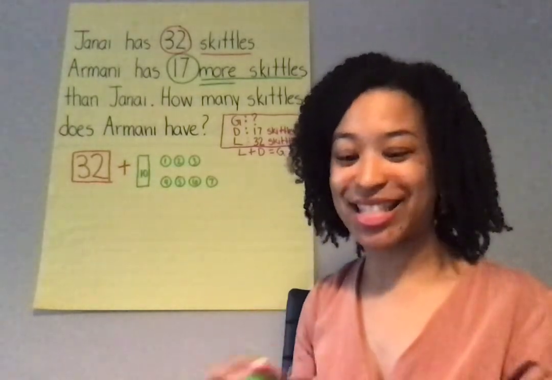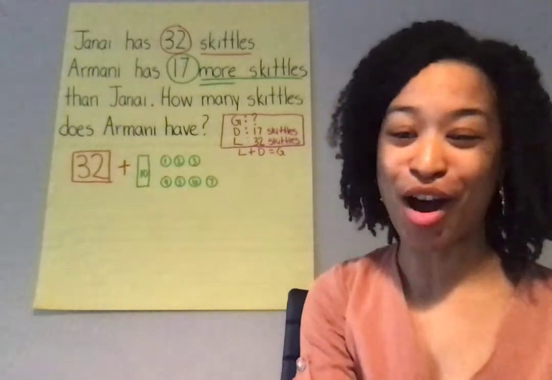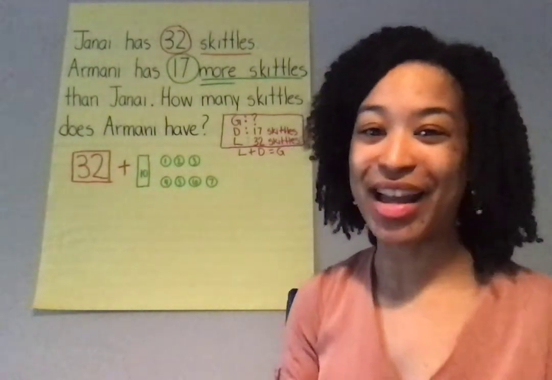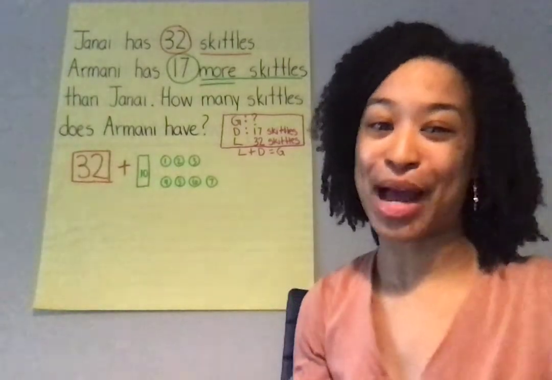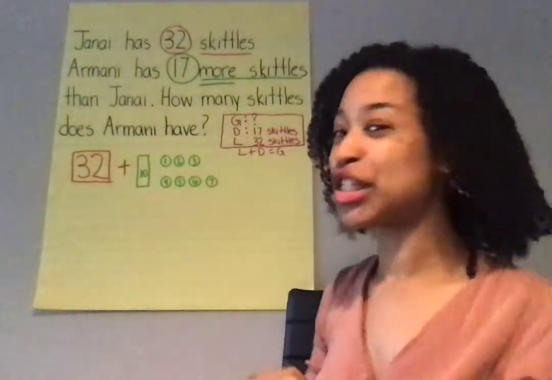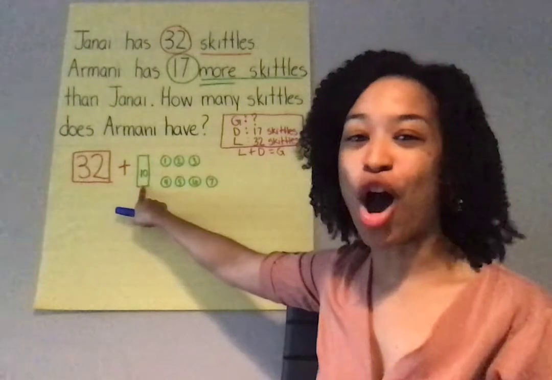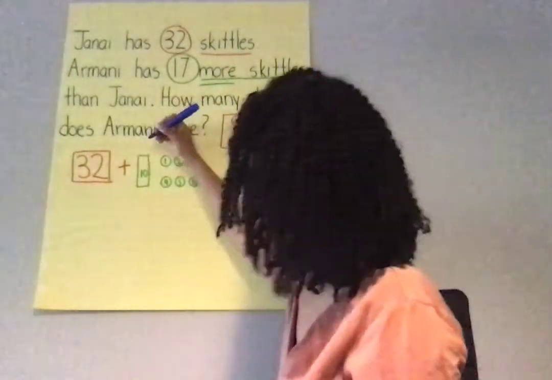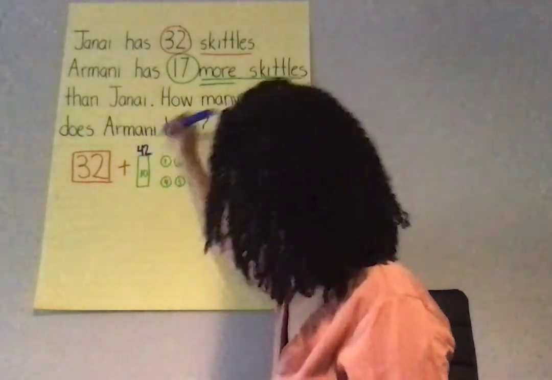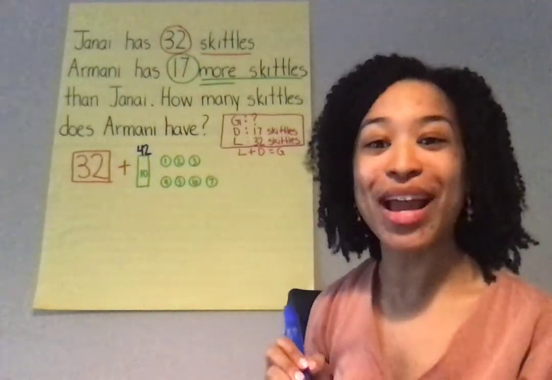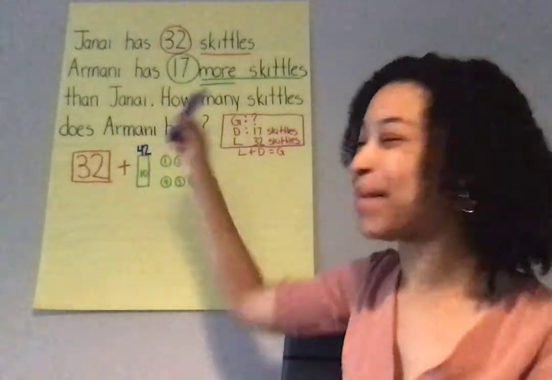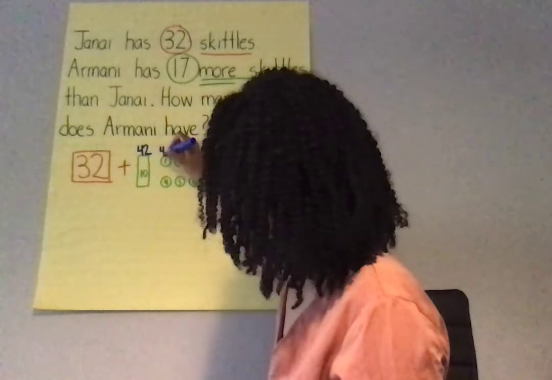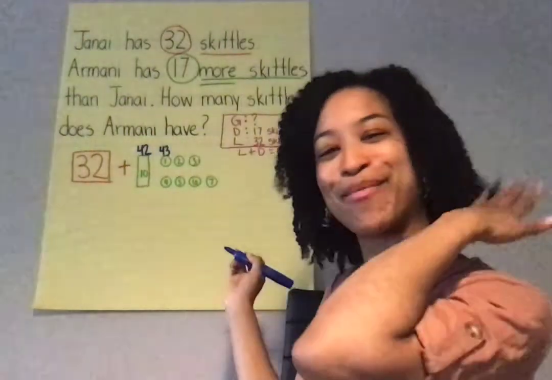Good. Let's continue. We have to count on. We're going to count on top to find Armani's amount. Starting with 32, I'm counting on by tens. Above the 10 stick, I'm going to write 42. I'm going to continue counting on now by ones. What number comes after 42? Go ahead and write it on top. If you wrote 43, give yourself a pat on the back.